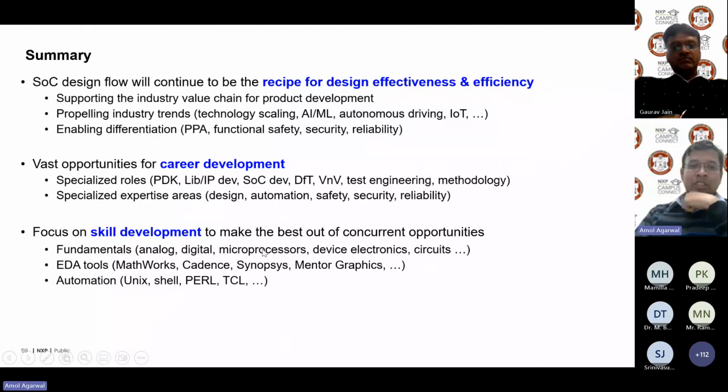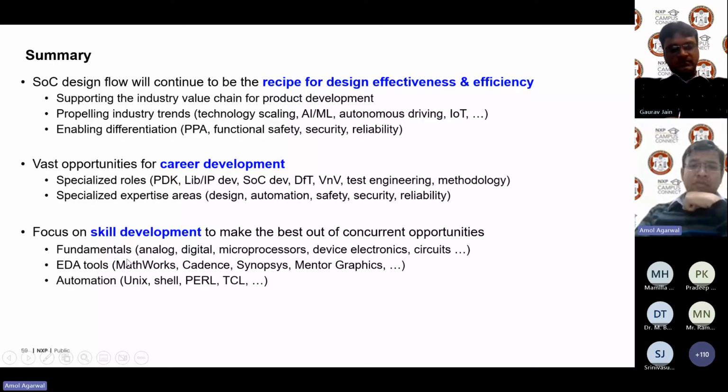The analog, digital, microprocessor, whatever you learn in college, you will find some application of that, and once you start in the VLSI field, you will relate even more to why those concepts were taught. Even the 8086 microprocessor we learn in college is still relevant. The concepts remain the same. Yes, microprocessors have become more complex, but the fundamental concepts like virtual memory and all those things remain the same.